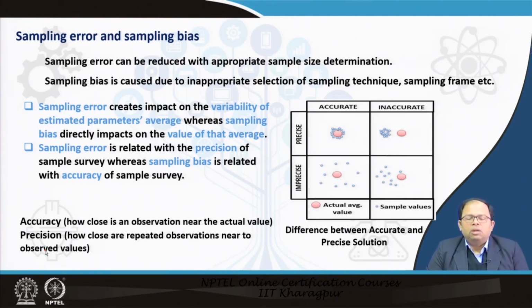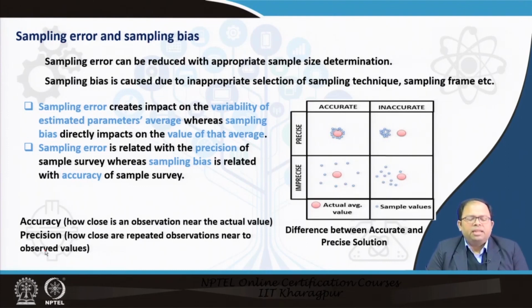And sampling bias is caused due to inappropriate selection of sampling technique, sampling frame, etc. Sampling technique means the method of collecting the samples, and sampling frame is in what way we are doing the sampling. For example, somebody is conducting telephonic interviews to collect samples, so that is the sampling frame. So sampling bias is basically if we have done something wrong with the way we have collected the sample. It is not related with the size of the sample. If we have designed the survey procedures wrong, then there is a sampling bias.